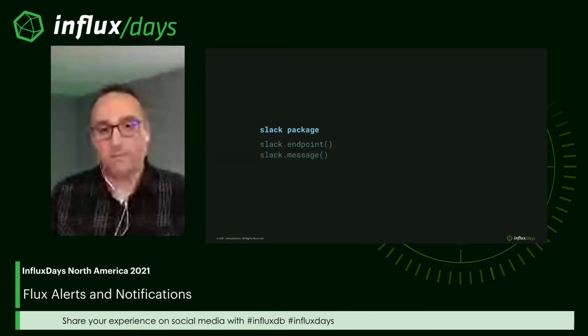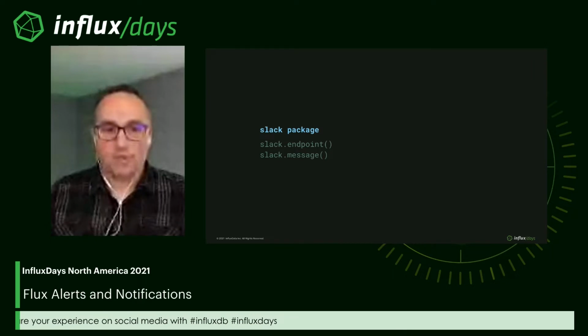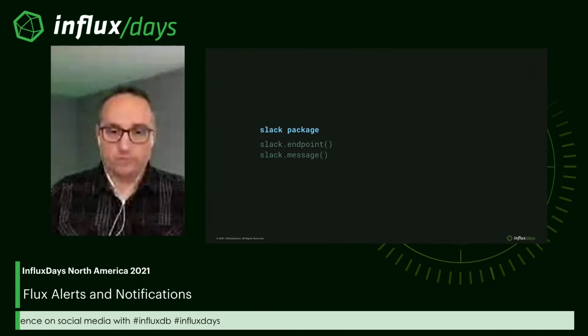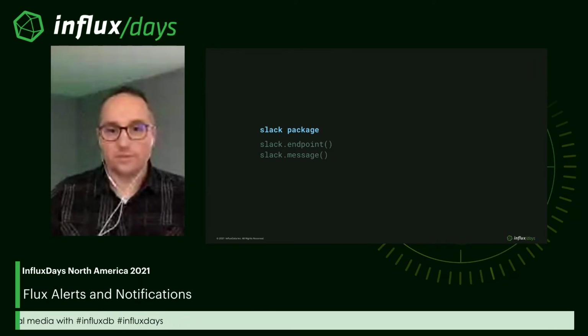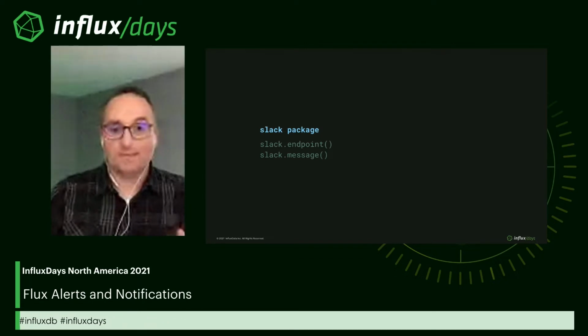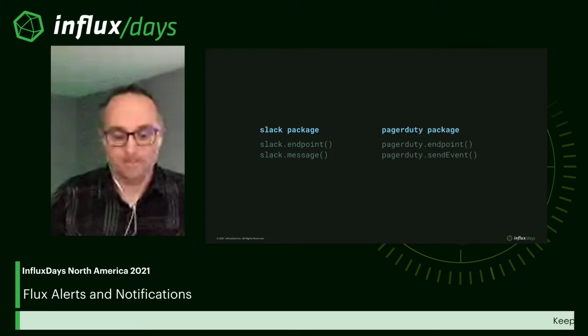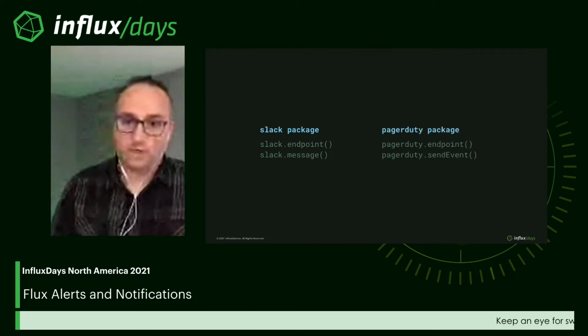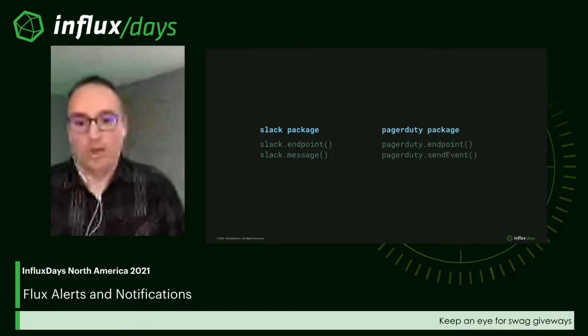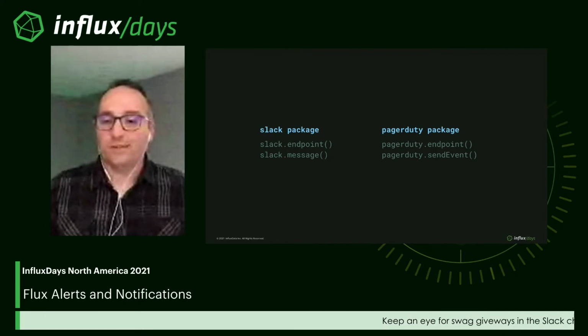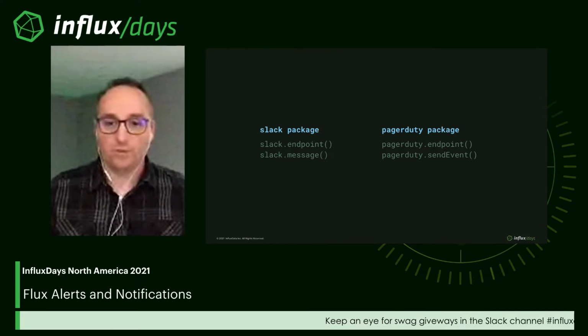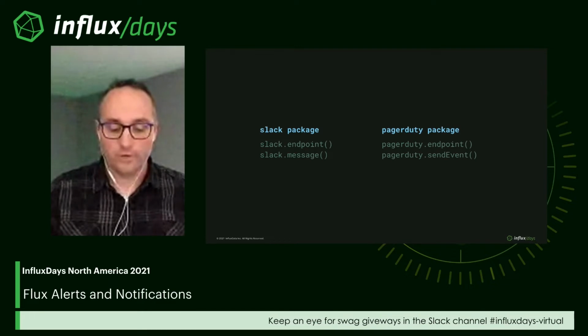So for example, in the Flux Slack package, you have the Slack endpoint function that iterates over rows and sends a message for each row. You also have the Slack message function, which is actually what sends the message to the Slack API. Inside of the PagerDuty package, you have PagerDuty endpoint, but you also have the PagerDuty.sendEvent function that actually sends the event to the PagerDuty API.